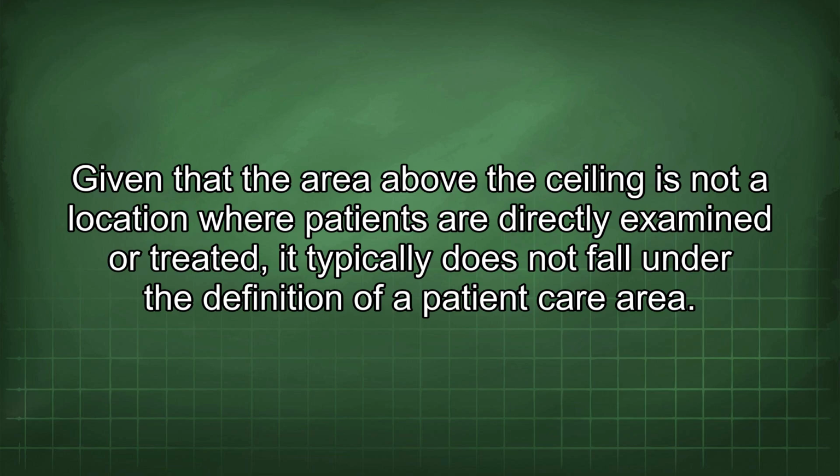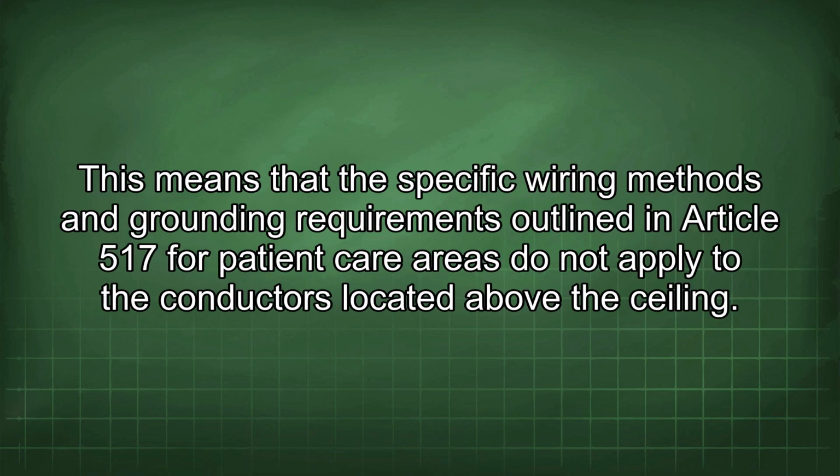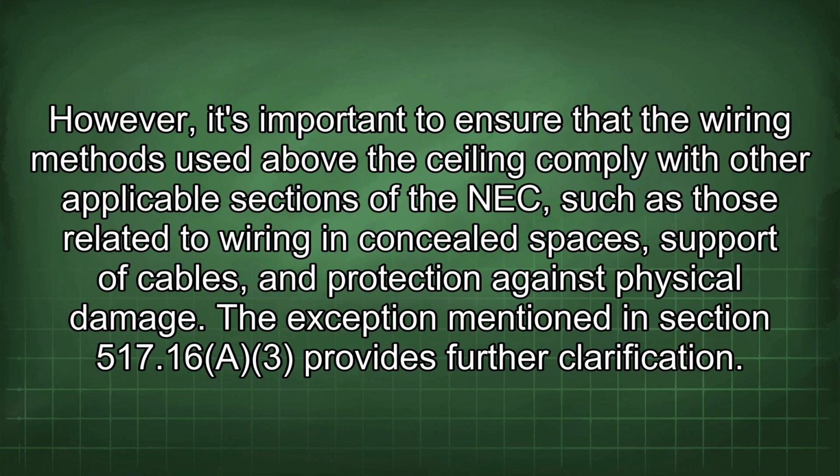Given that the area above the ceiling is not a location where patients are directly examined or treated, it typically does not fall under the definition of a patient care area. This means that the specific wiring methods and grounding requirements outlined in Article 517 for patient care areas do not apply to the conductors located above the ceiling. However, it's important to ensure that the wiring methods used above the ceiling comply with other applicable sections of the NEC, such as those related to wiring in concealed spaces, support of cables, and protection against physical damage.